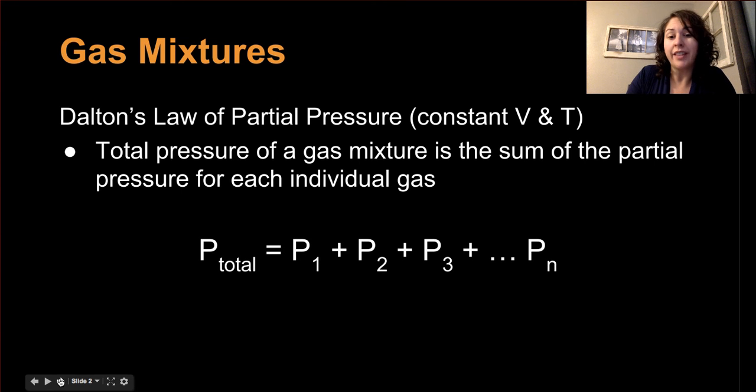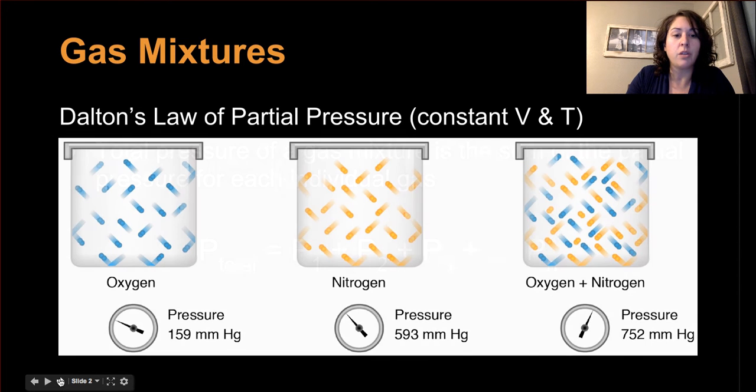And so we can write this as an equation. P total is equal to the pressure of the first gas plus the pressure of the second gas plus the pressure of the third gas, and so on for as many gases as we have in that mixture. And I really like the visual of something like this when we're talking about these.